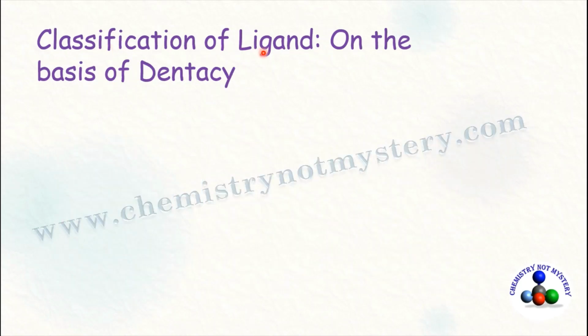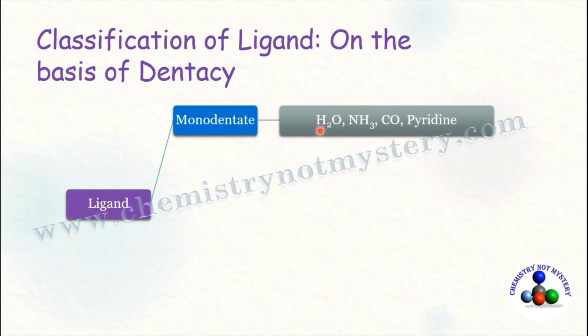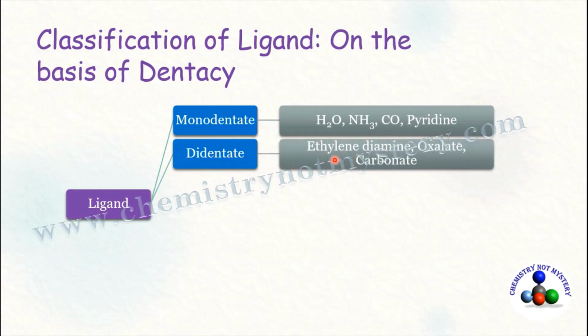Now come to the classification of ligands on the basis of denticity. Denticity is the number of lone pairs donated by a ligand to the metal. Ligands can be monodentate. That means it donates only one lone pair of electrons to the metal ion. For example, water, ammonia, carbon monoxide and pyridine. It can be bidentate if they donate two lone pairs of electrons to the metal. For example, ethylene diamine, oxalate and carbonate.